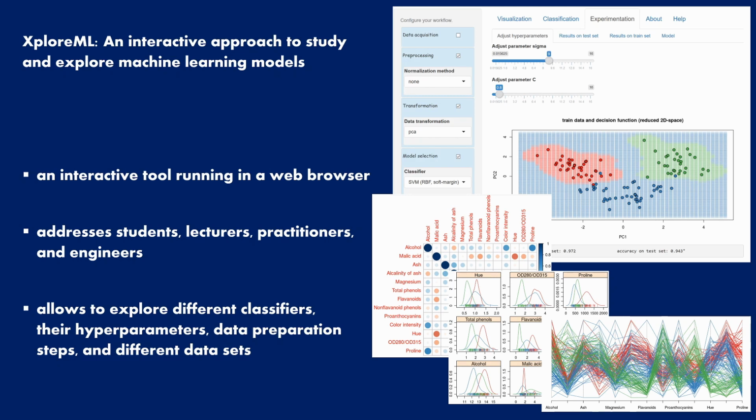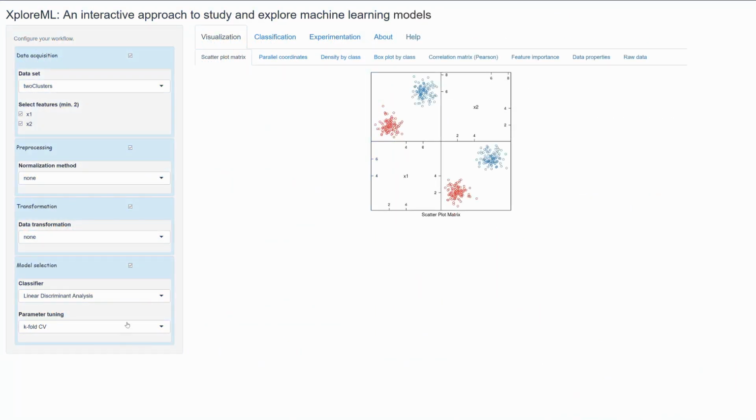different data sets. On the left-hand side, we can configure the machine learning pipeline. For example, we can select from different data sets. We can define the scaling method for the data. We can transform the data using PCA. And we can select from a number of different classifiers like KNN, random forest, XGBoost, neural networks, support vector machines.